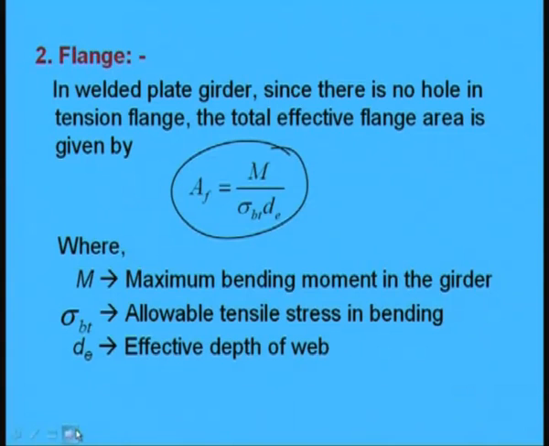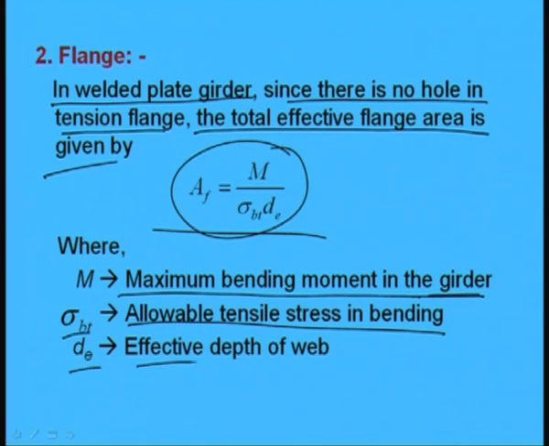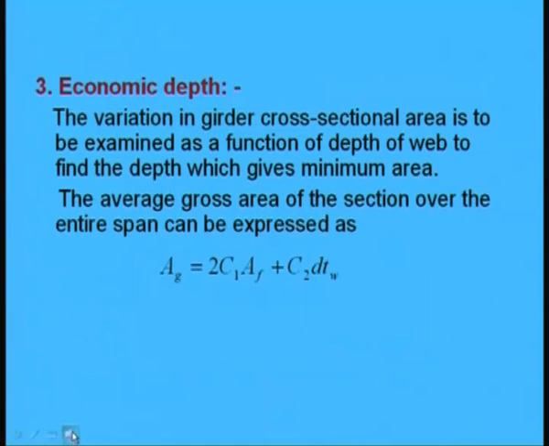Now, we will go for the flange. In welded plate girder, since there is no hole in the tension flange, the total effective flange area will be given by this: AF is equal to M by sigma bt into d, where M is the maximum bending moment in the girder, sigma bt is the allowable tensile stress in bending, and d is the effective depth of the web. So, the effective area of flange AF can be found from this, then we can find out the thickness and width.